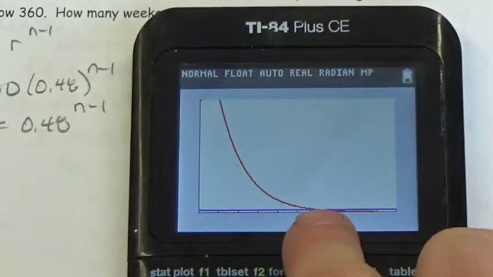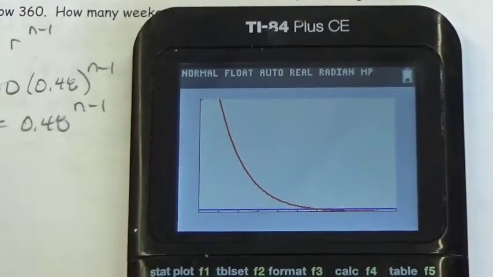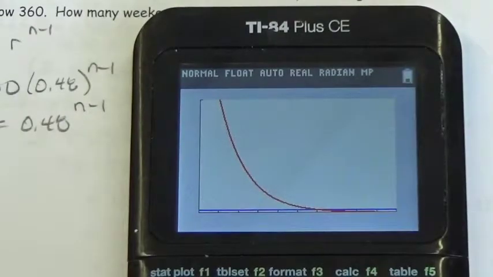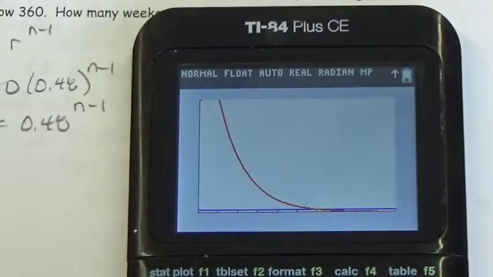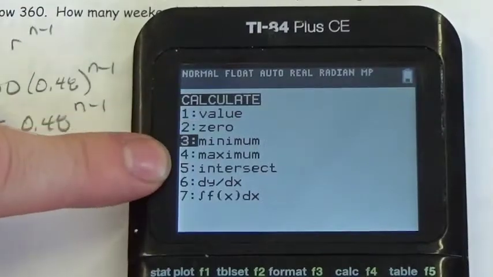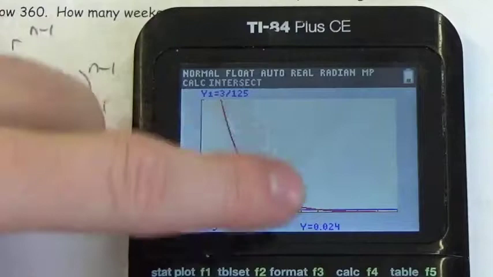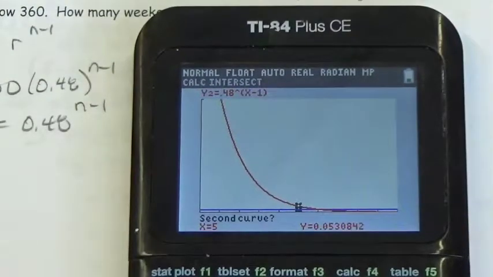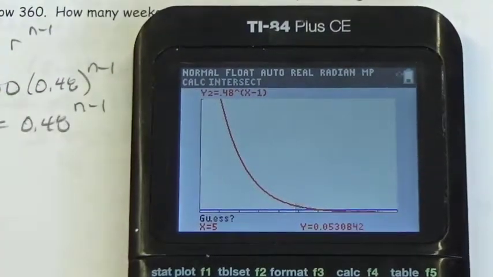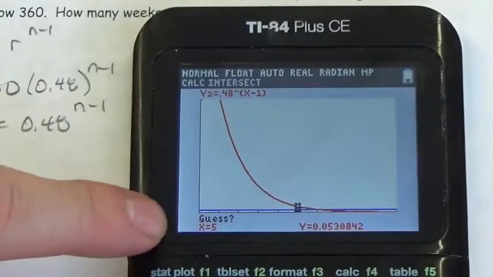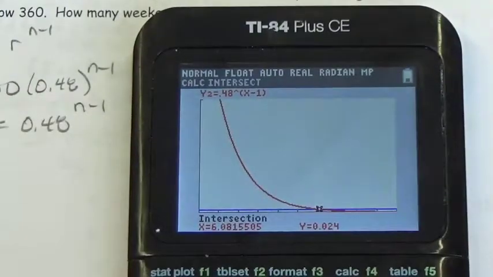Oh, and it looks like they do cross right there. So I can actually see the point where they cross. That's good. So I'm going to press second trace, and I'm going to look for the point of intersection. The calculator drops me into the middle of the screen. Am I on the first curve? Yes. Press enter. Did I jump to the second curve? Yes. Press enter. Is it okay to make this my guess? Yep, press enter, go ahead.